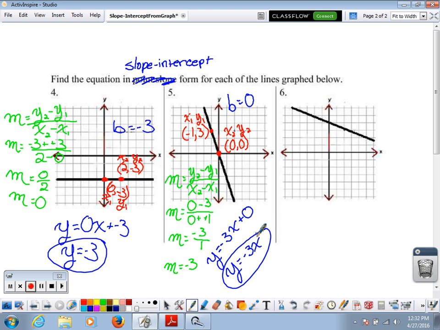So, to write the equation of a line in slope-intercept form, first we pick a couple of points and label them. Use those points to find the slope. Look at where the line crosses the y-axis, and sub the slope and the y-intercept into y equals mx plus b. If we can simplify, we do.